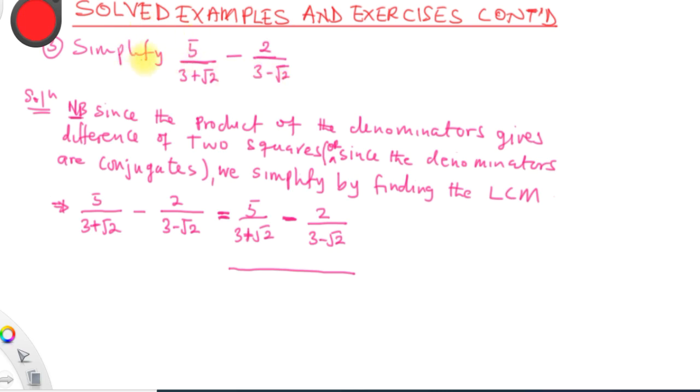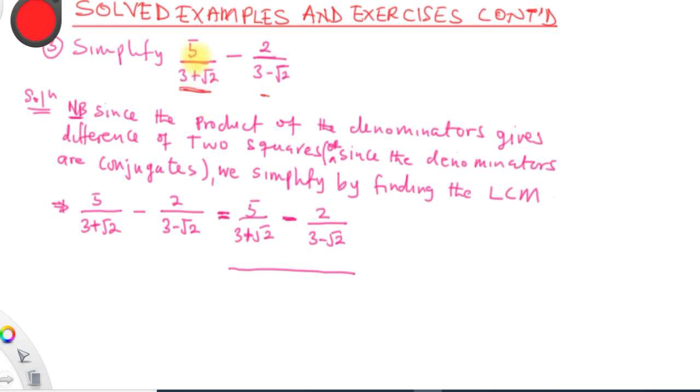So this is what I was talking about. This is a fractional surd, and this is one term, and then we also have another one, which is another term. So this fractional surd has two terms, and we are asked to subtract. So if you are given such surds and you want to simplify, how do you go about it?